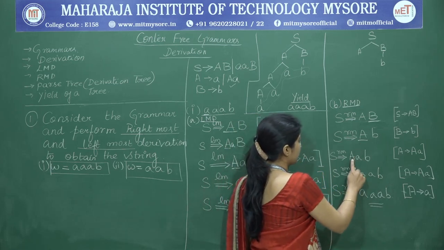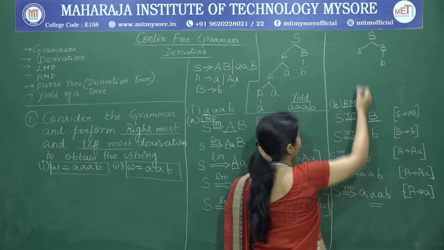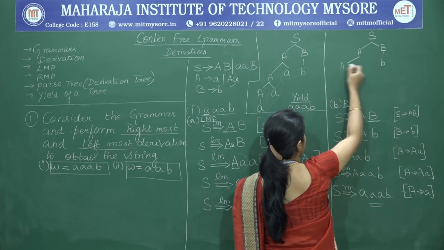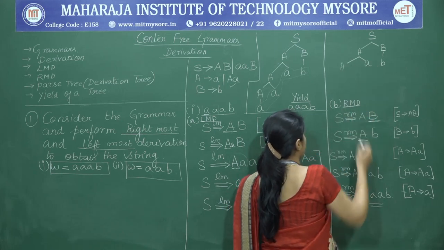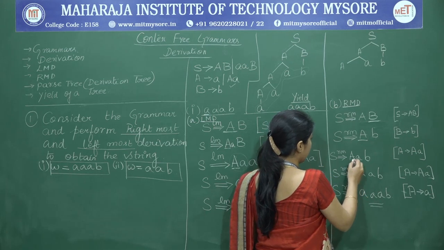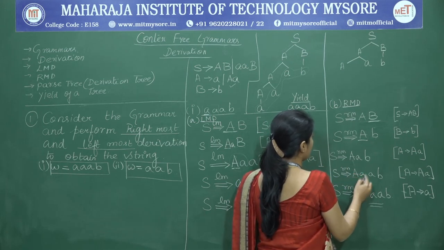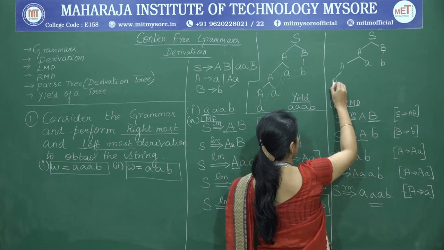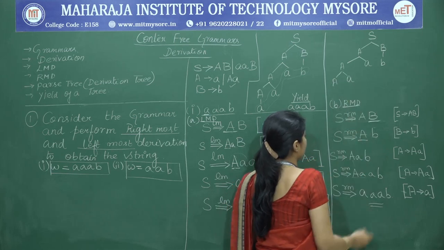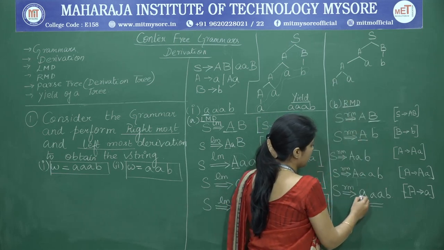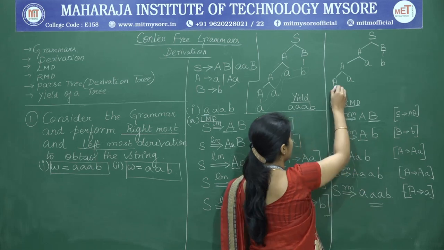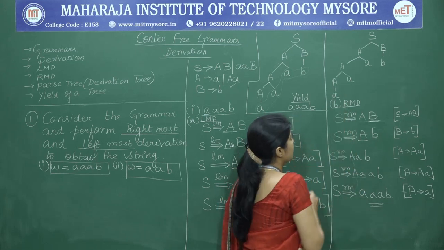This A is replaced with capital A, small a. This A is replaced with capital A, small a. Then this A is replaced with capital A, small a. This A is again replaced with capital A, small a. This A is replaced with a small a. So, this A is replaced with a small a.